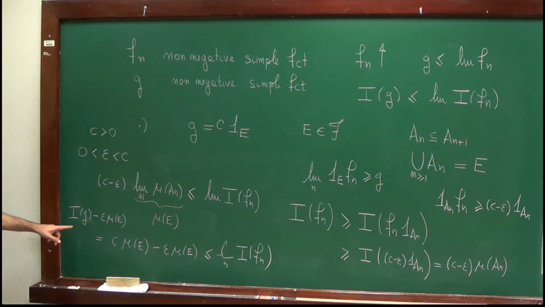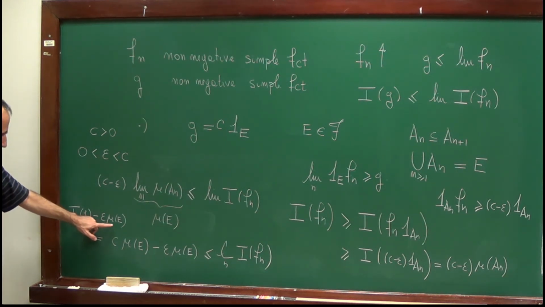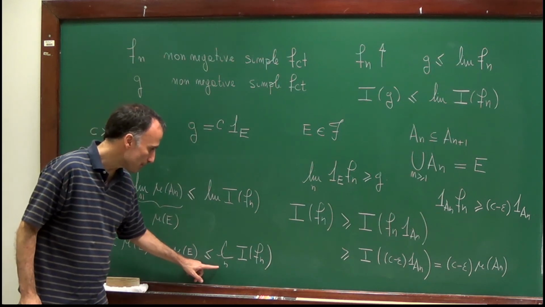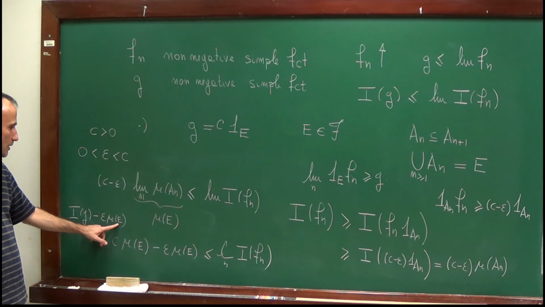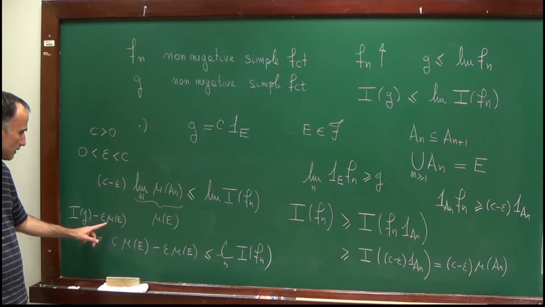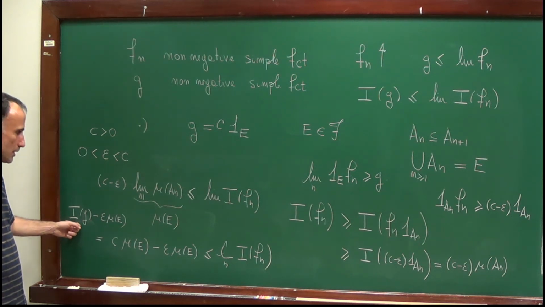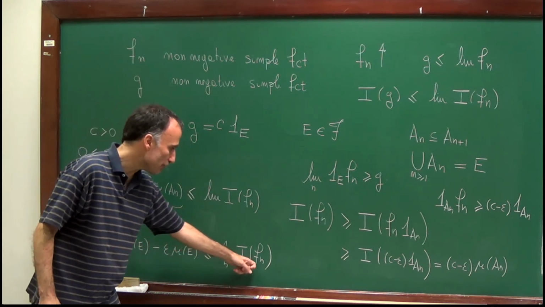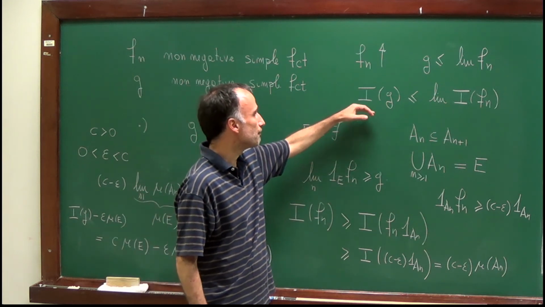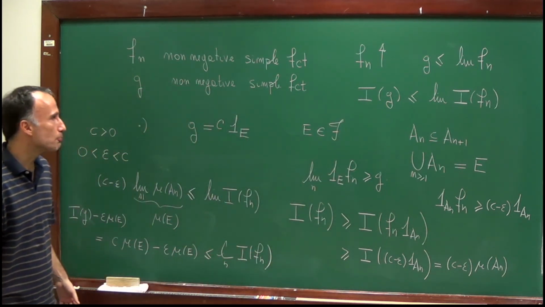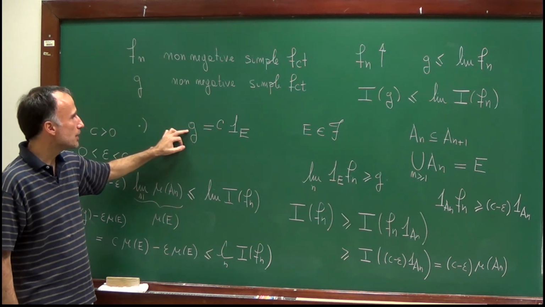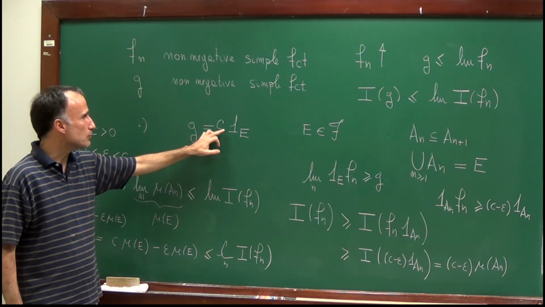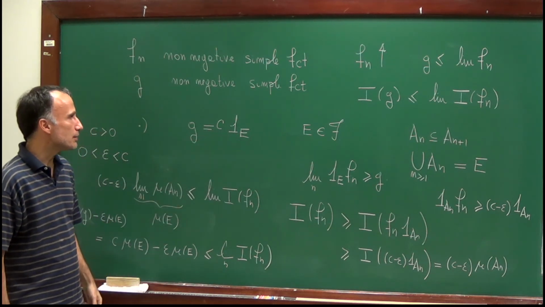So what did we obtain? We obtained that I of g minus epsilon mu of E is less than the limit of I of f_n. But since we are assuming that mu of E is finite, letting epsilon tend to 0, we obtain that I of g is less or equal than the limit of I of f_n as we claimed. So this completes the proof of this statement in the case in which the function g is equal to c times the indicator of a set E.